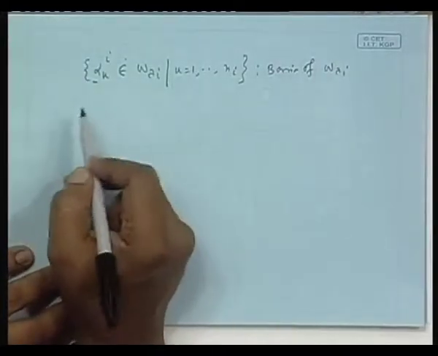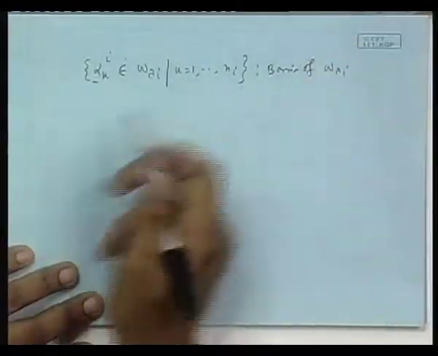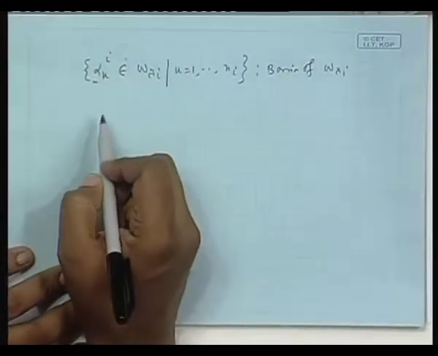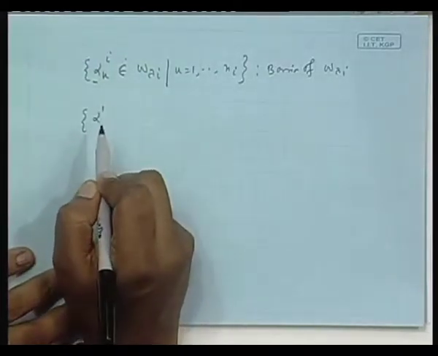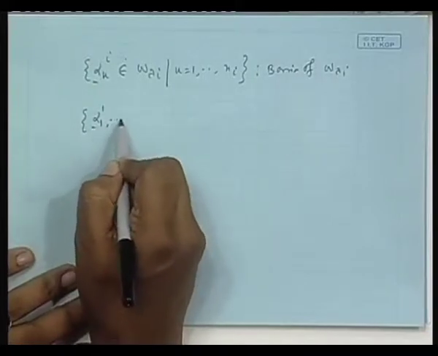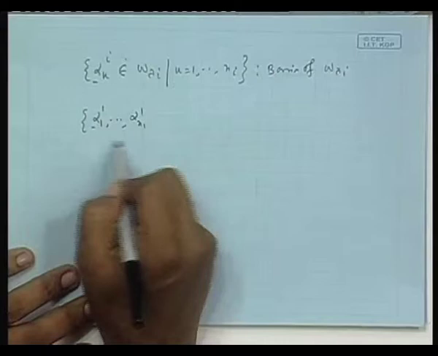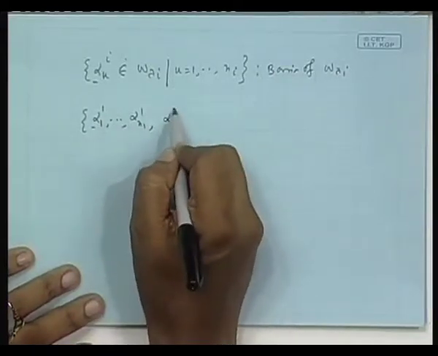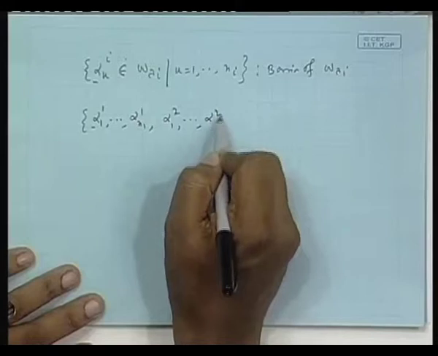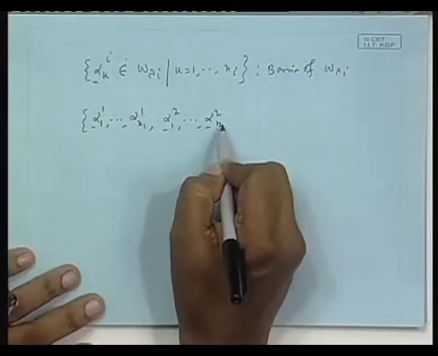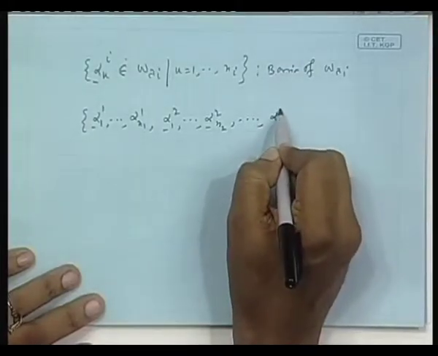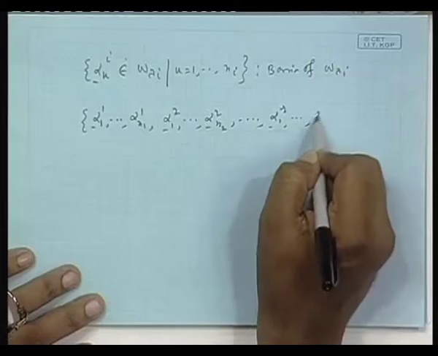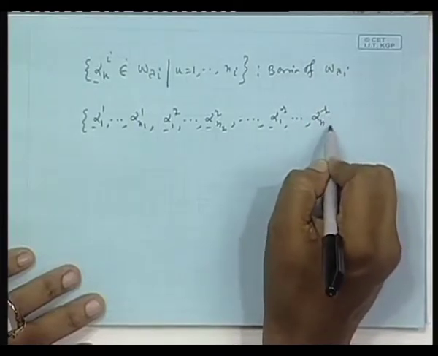Then obviously, from that direct sum decomposition result, we can write down that if I append these basis vectors, first start with alpha 1 1 dot dot dot alpha 1 n1, which is the basis of W lambda 1, then alpha 2 1 dot dot dot alpha 2 n2, dot dot dot, then alpha r 1 dot dot dot alpha r nr.